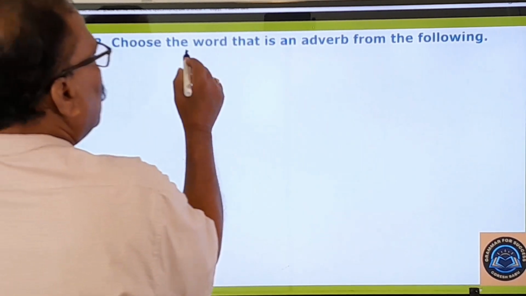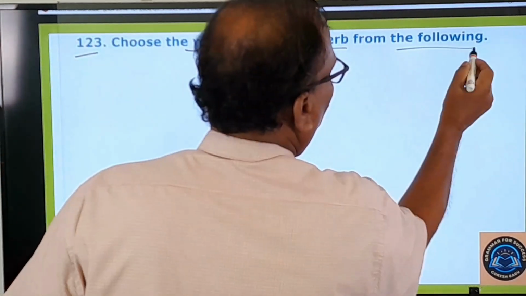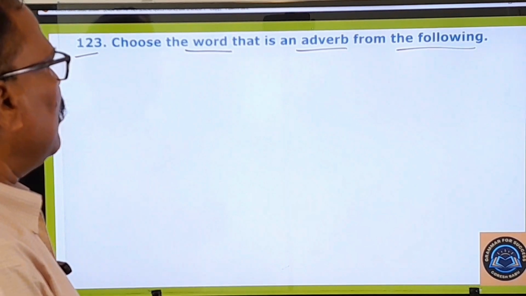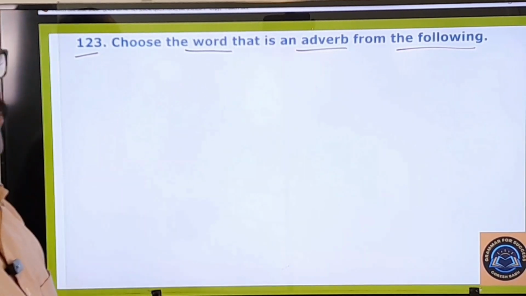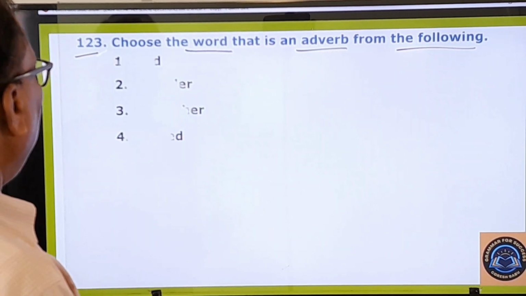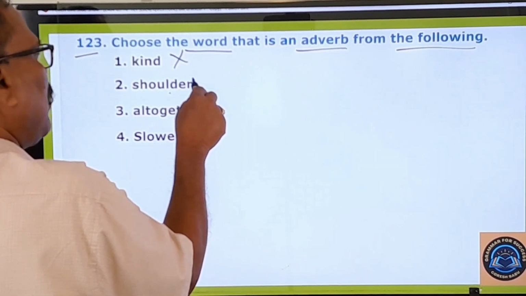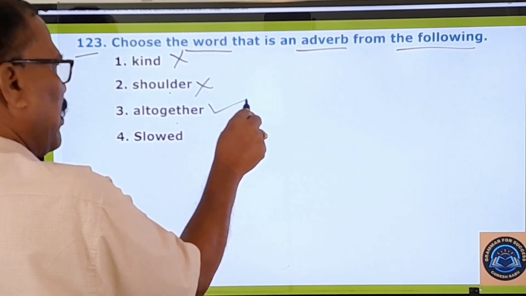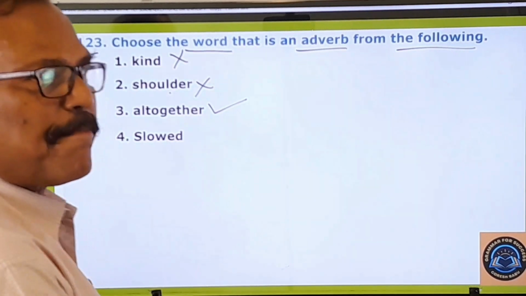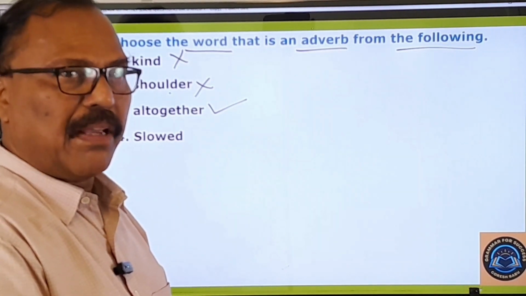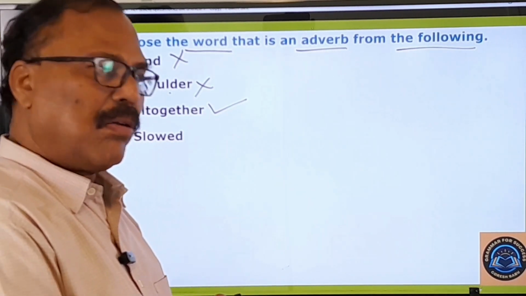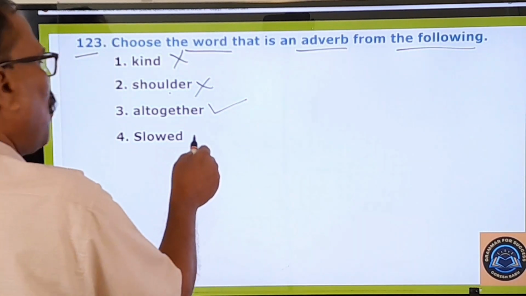123rd question. Choose the word that is an adverb from the following. What are the options given here? Kind, it's an adjective, therefore wrong. Shoulder, it's a noun, therefore wrong. Altogether, it's an adverb. Altogether means completely, entirely. Slowed, this is a verb.